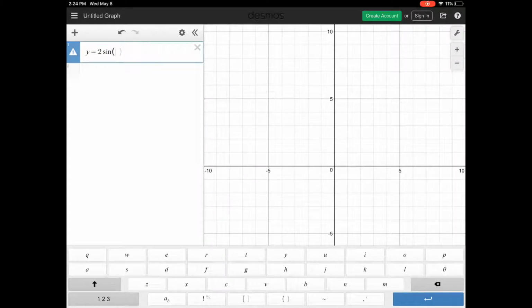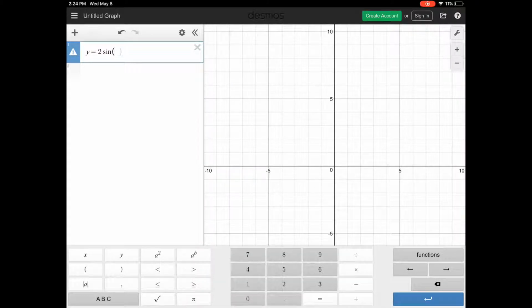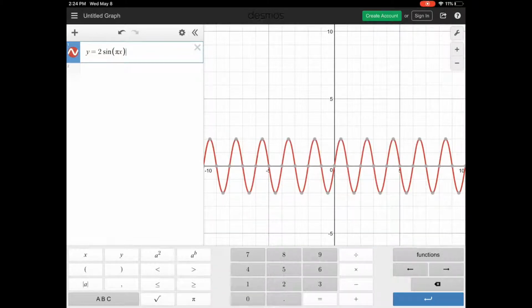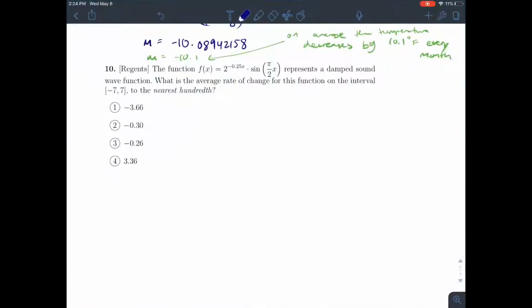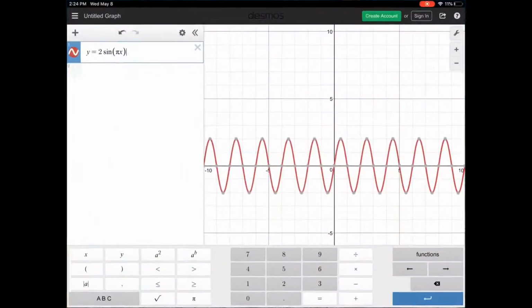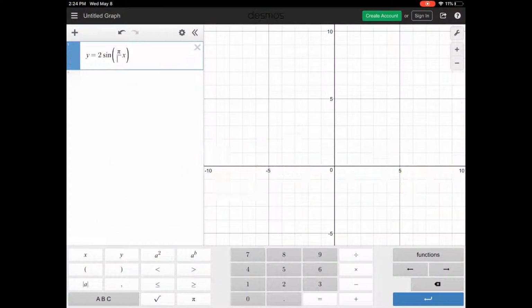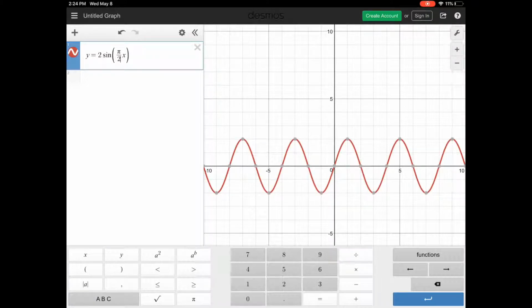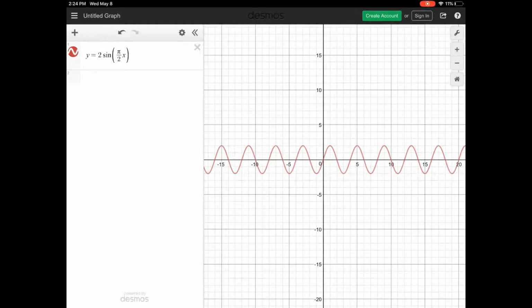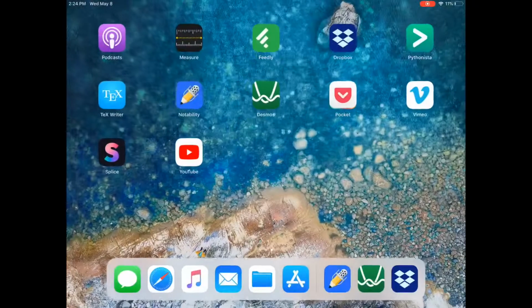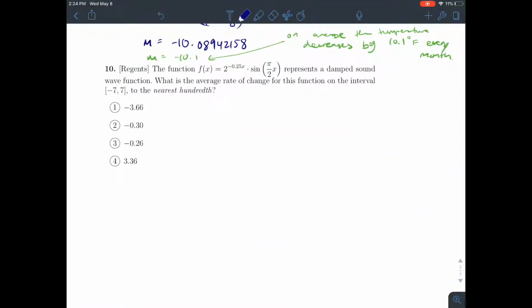Oh man, where's pi? Oh, there it is. 2 sine pi x, was that it? Pi over 2x, okay, so I'll fix that finally. And that gives us a nice sine wave. And let's say this was our sound wave, and I believe that that's the case that we're looking at in notability here. Yes, this is a sound wave.